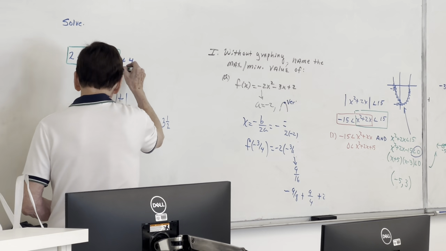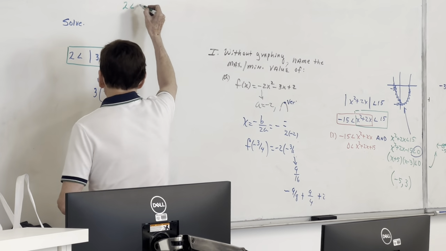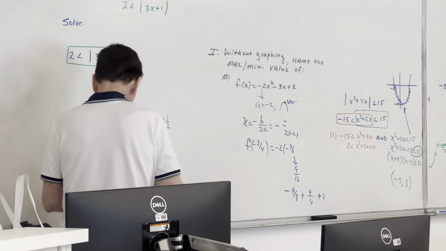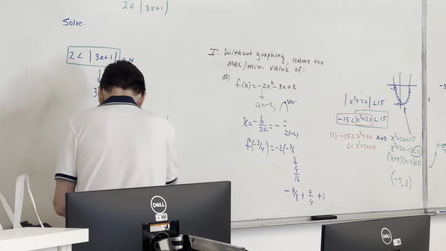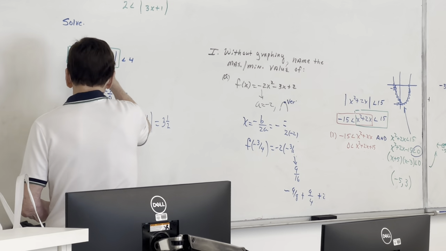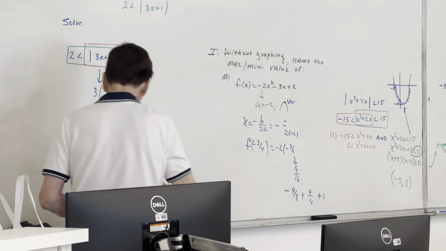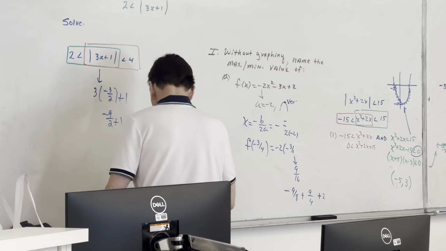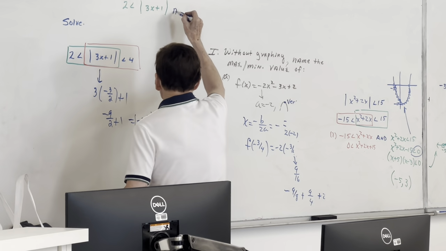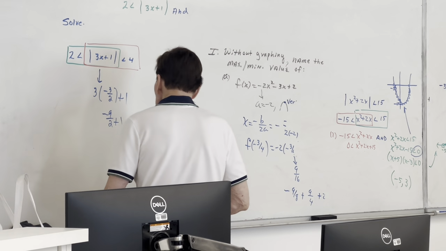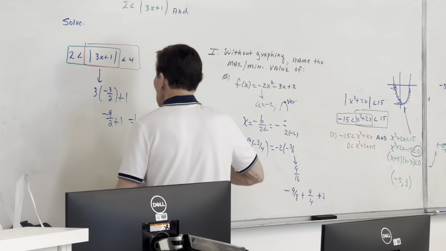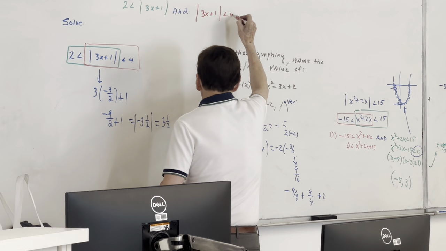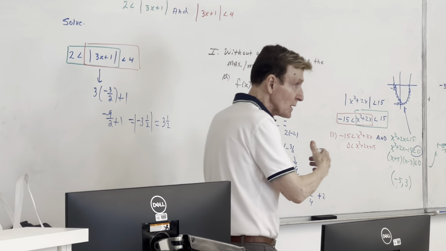I'll do this one in green. Here goes, guys. 2 is less than this. And I'm going to do the other one in red for separation. And I'll put the word "and" here. The other one separate looks like this in the red: absolute value 3x plus 1 is less than 4. He's exactly right. I hope I separated those correctly.